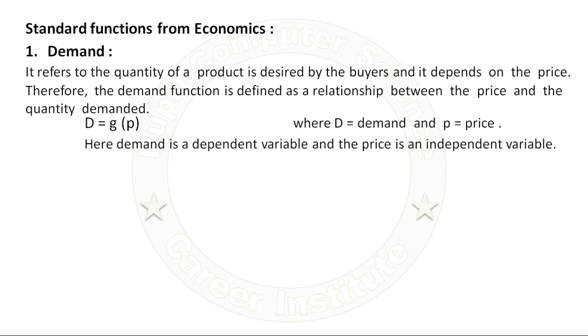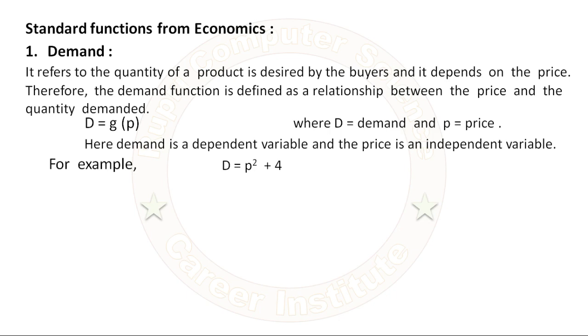For example, let's consider an example. D is equal to P square plus 4. Now the demand function is given as P square plus 4. Now let P is equal to 1 and put it in the demand function. Suppose P is equal to 1, then D is equal to what? 1 square plus 4. How much? That is 5. When P is equal to 1, D is equal to 5.